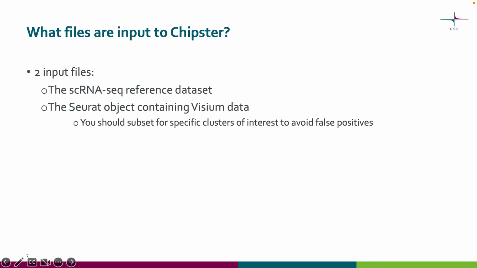So what files are input into Chipster? There are two input files that are needed. The first is the single-cell RNA-seq reference dataset. The second object to be used is the Seurat object containing Visium data, which should be subsetted for specific clusters of interest to avoid false positives. It is typically a good idea to not use the entire tissue slice, but rather the area that you expect to be matching the reference dataset.